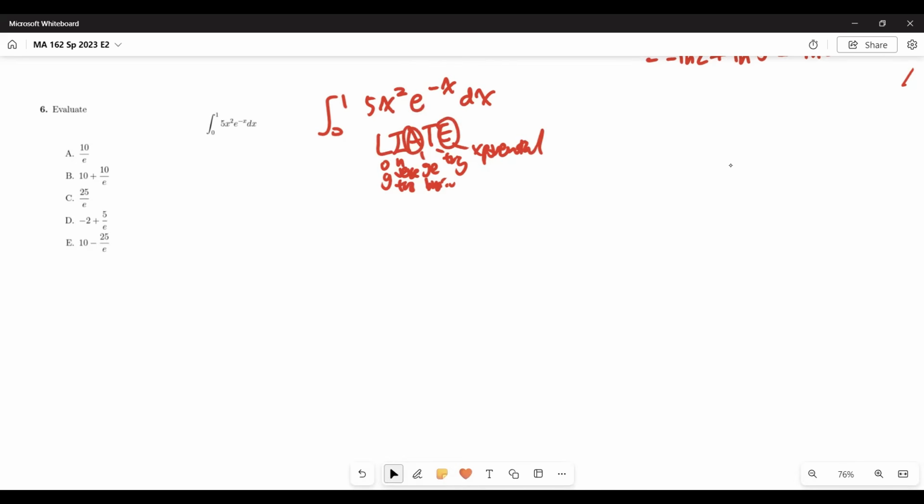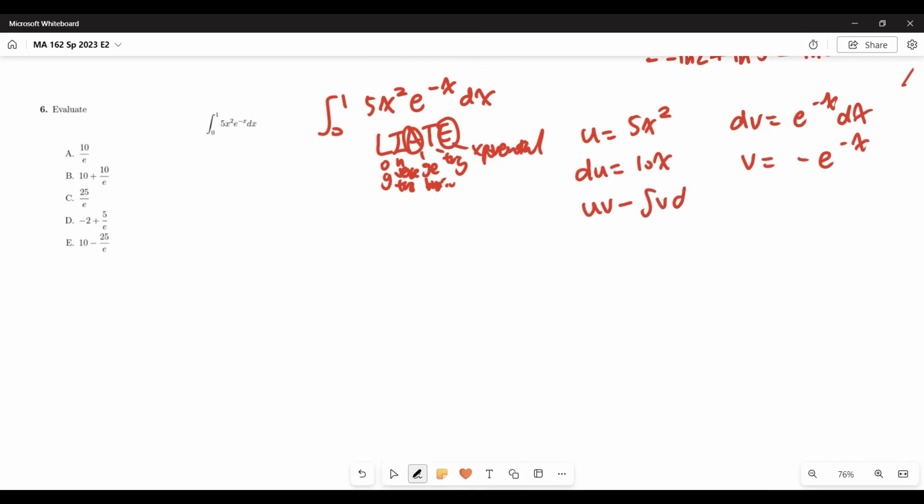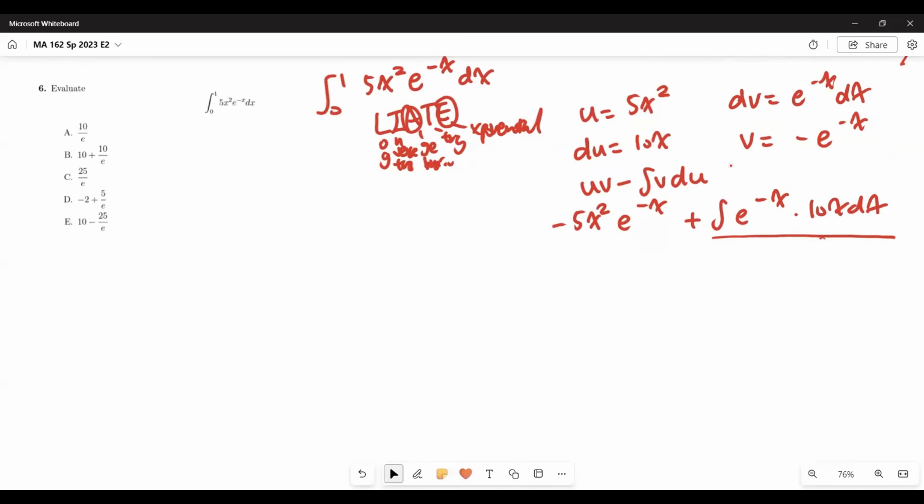So u will be our 5x squared because A comes first. And dv would be e to the negative x dx. So du would be 10x dx, v would be negative e to the negative x. Let's write that, uv minus the integral of v du. So this becomes 5x squared times negative e to the minus x plus the integral of e to the negative x times 10x dx. Oh, you have to do it again because we have 10x and e to the negative x. Then we have to do the partial fraction, not partial fraction. I kept saying that, sorry. The integration by parts again.